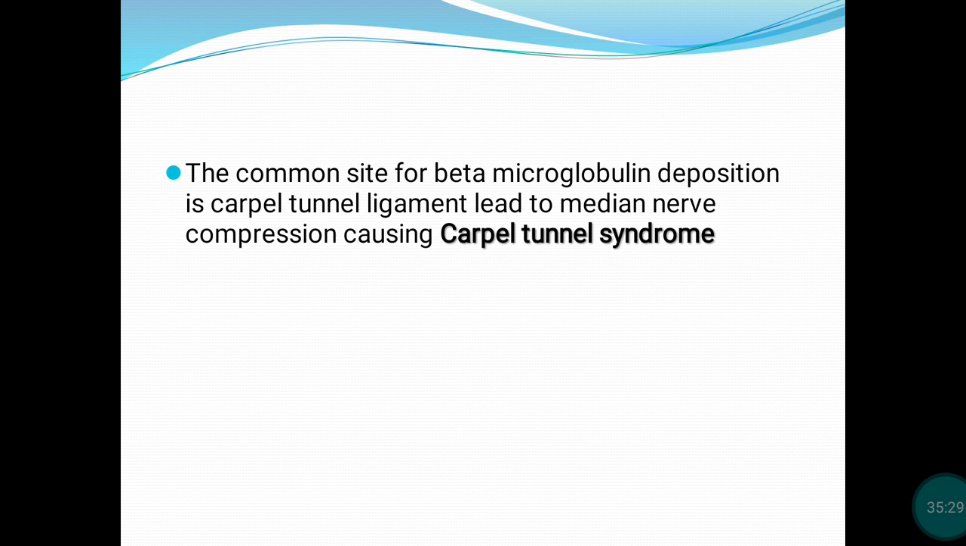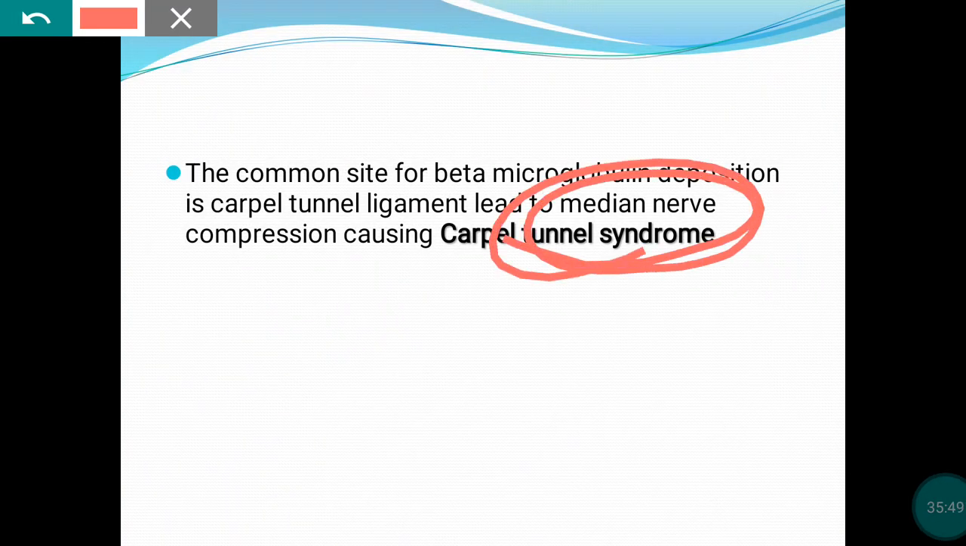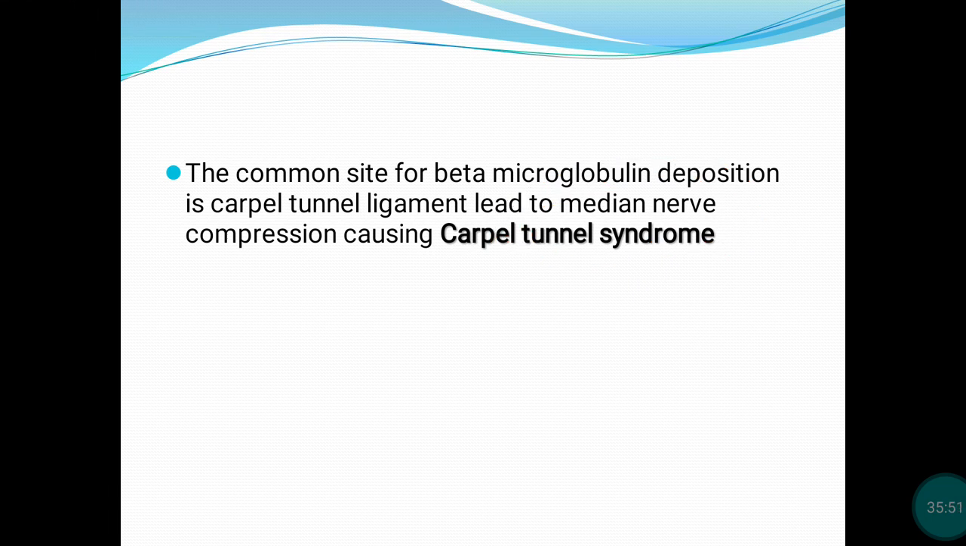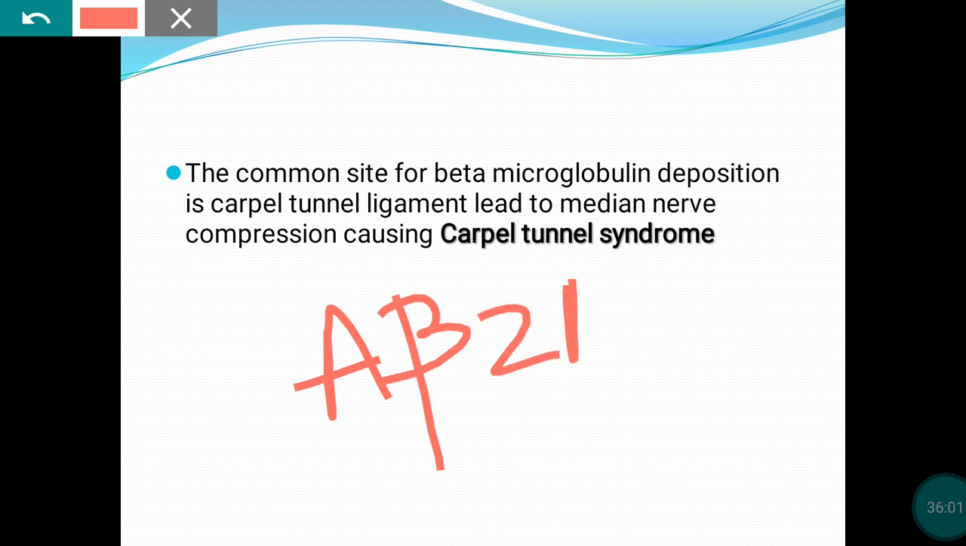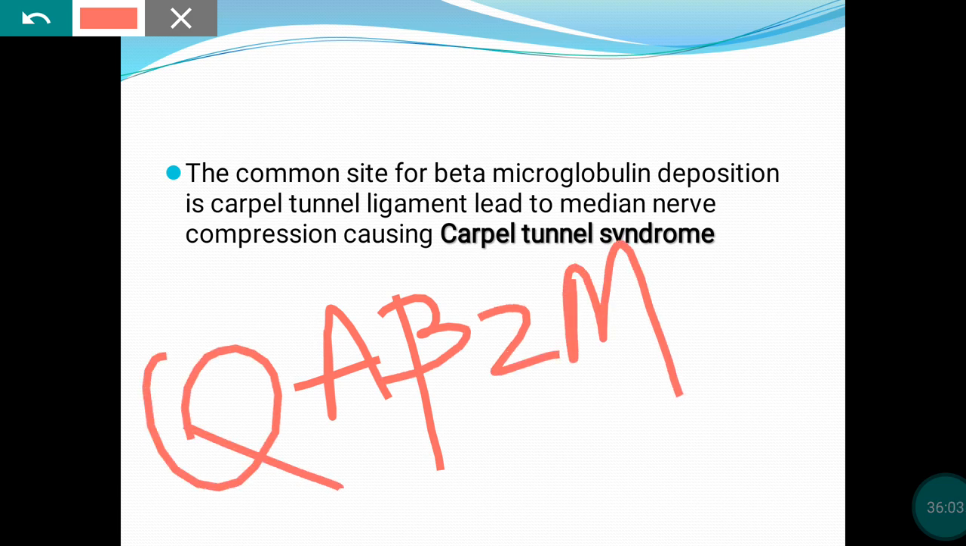Now, the common sites for beta-2 microglobulin deposition that is seen in dialysis-associated amyloidosis. So, in hemodialysis-associated amyloidosis, beta-2 microglobulin can get deposited in the carpal tunnel ligaments. And so, because of its thickening, the median nerve can be compressed, right? And it is known as carpal tunnel syndrome. So, carpal tunnel syndrome can be seen in hemodialysis-associated amyloidosis, that is because of A beta 2 microglobulin. Again, important MCQ.